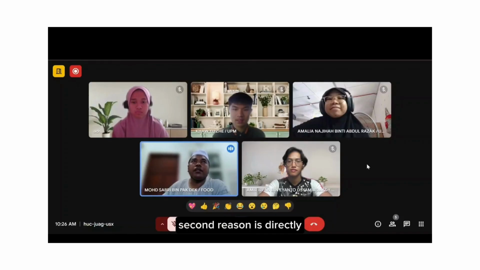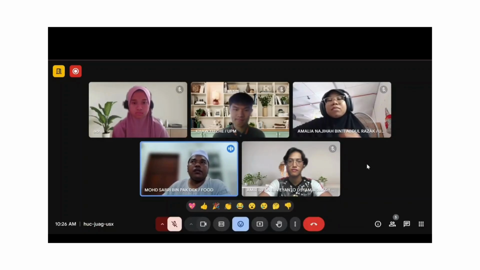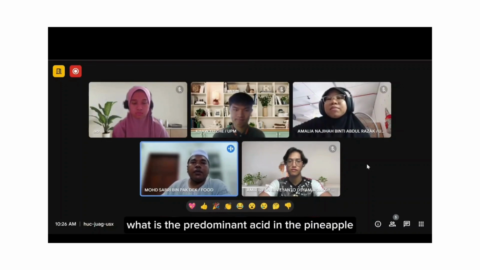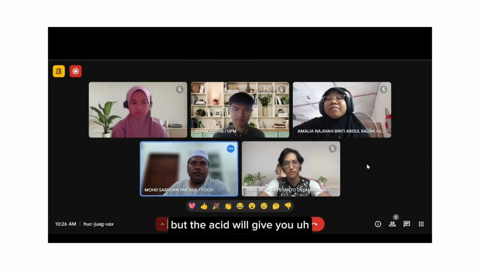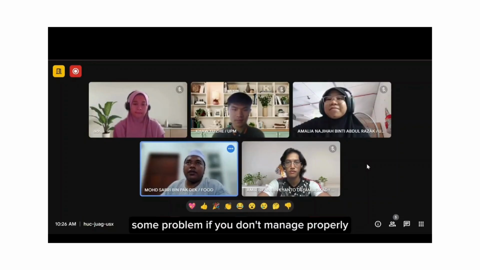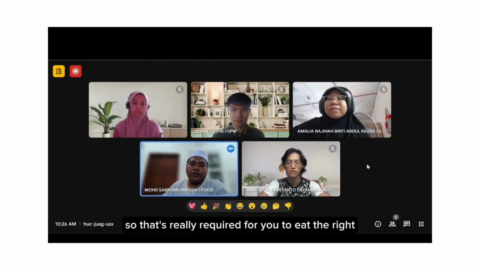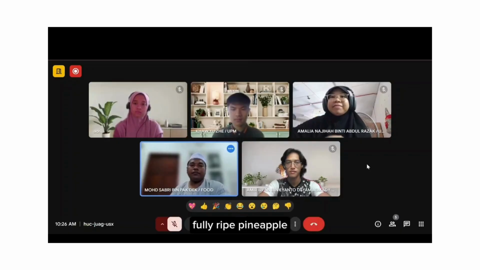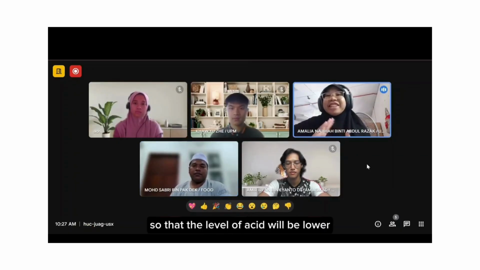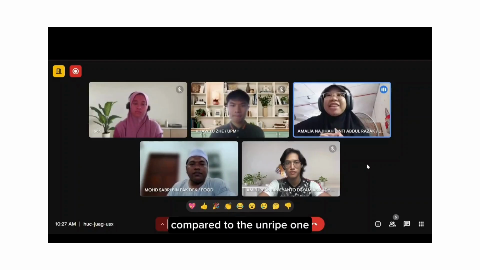The second reason is the direct effect of the pineapple intake, which is the fiber content, and it's quite high. And second, they have the acid. I forgot what the predominant acid in the pineapple is, but the acid will give you some problem if you don't manage properly. For example, your stomach is upset when you have that much of the acid. So it's really required for you to eat the right, fully ripe pineapple so that the level of acid will be lower compared to the unripe one.